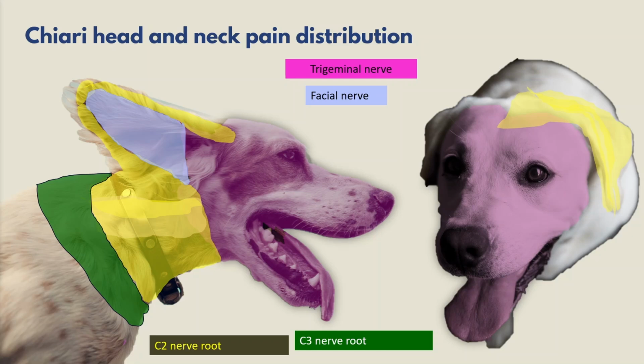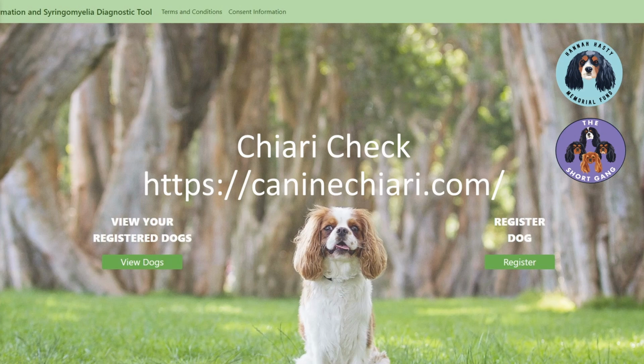Now, diagnosis of Chiari malformation and syringomyelia is challenging, not least because it requires an MRI scan, but the MRI, as I've tried to infer before, can sometimes not be helpful, because we can have dogs with MRI signs of disease, so syringomyelia and Chiari malformation, but not necessarily have signs of pain. And so there is a questionnaire checklist, which unfortunately is only in English, and this is called Chiari Check. But any owner or caregiver or any vet can register and ask the series of questions.